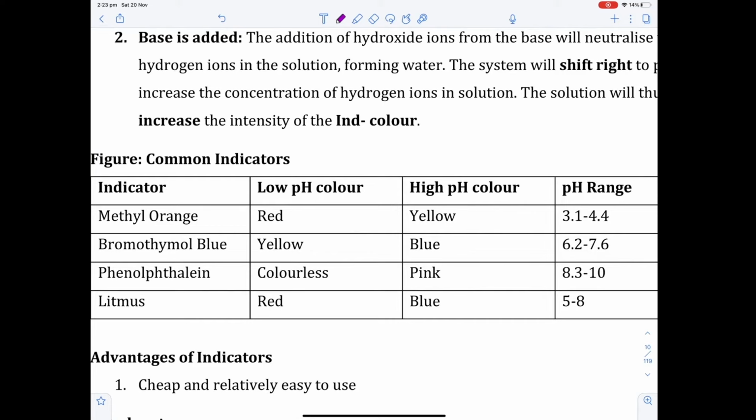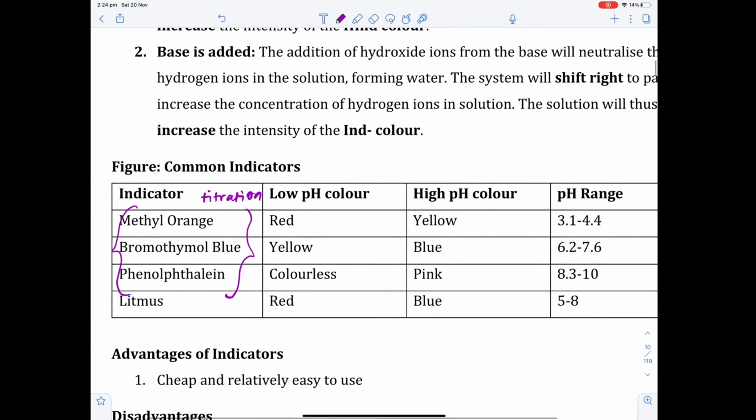Okay? I'd say important ones would be these three. The reason these three are very important, everyone, is because we use them in titration. They're very common indicators used in titration. So when I teach you about titration, you'll learn that we know when to stop the reaction between an acid and base based on where the indicator changes color.